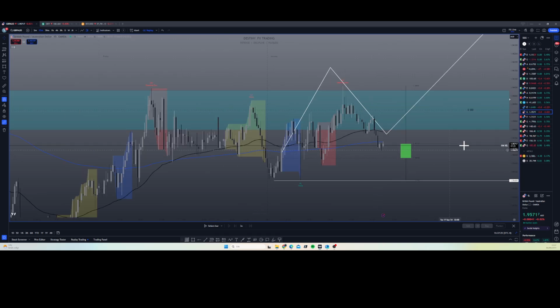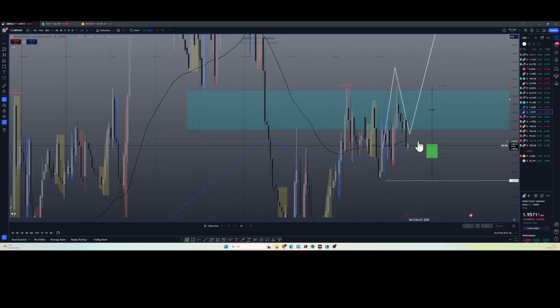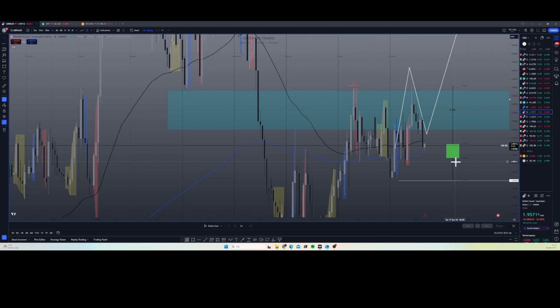Then we do have this H4 key level, but we need to see. I don't like that price has a hard time even pushing up to the bullish thesis, but I do have my stop loss below this low, which is very much valid. Yeah, so my stop loss is below this low.